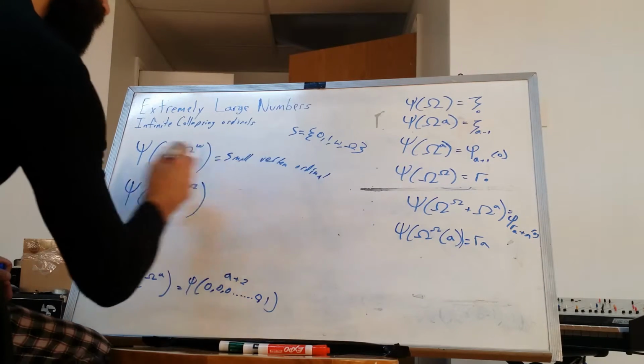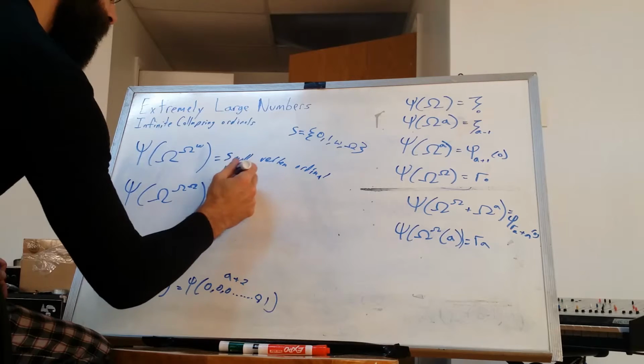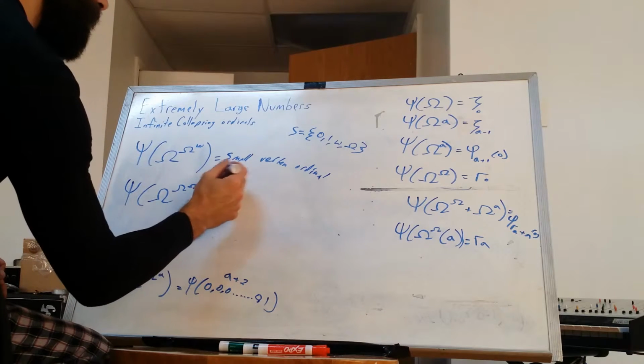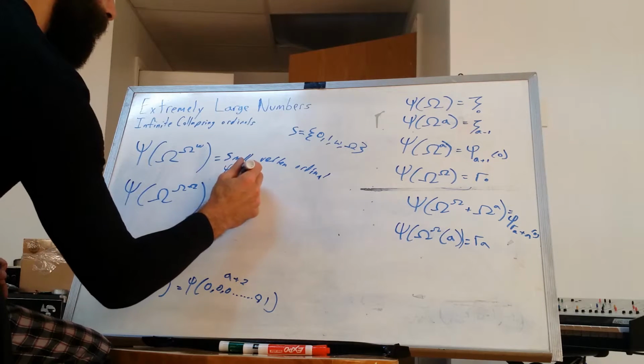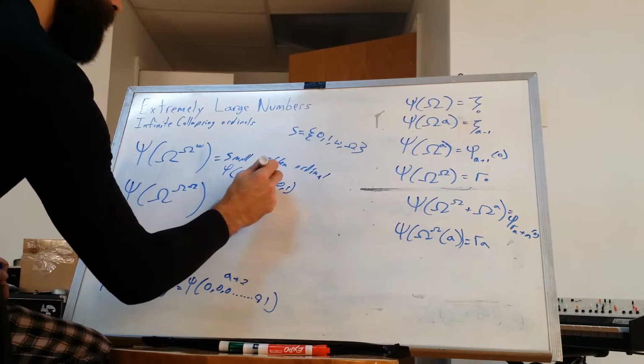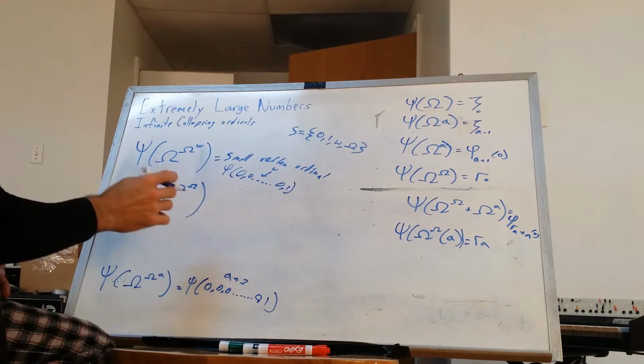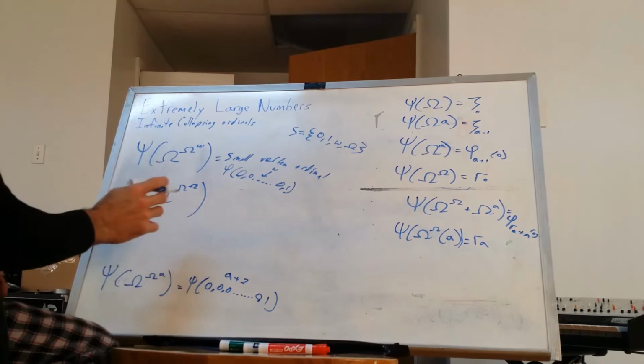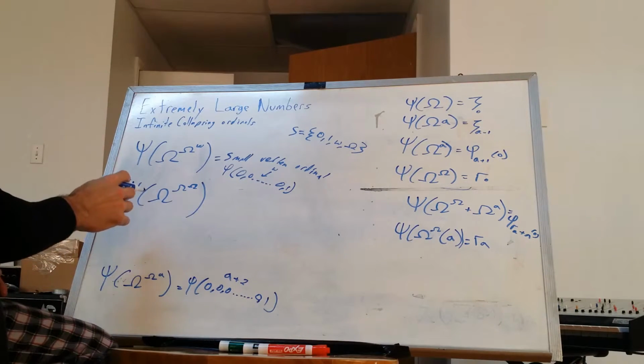Well, it's going to be an infinite tower of omegas, right? Because we're only allowed to do a finite addition, multiplication, exponentiation, whatever. So an infinite tower of omegas will be the first infinite ordinal that is not accessible in this set. So we're going to give that a name. We're going to call that psi of 0.